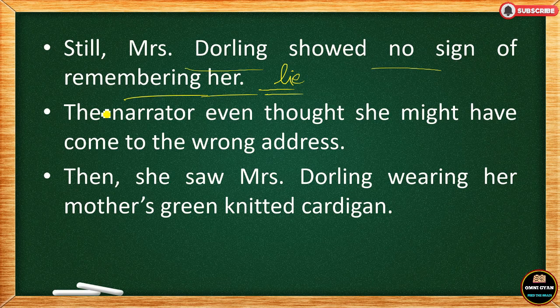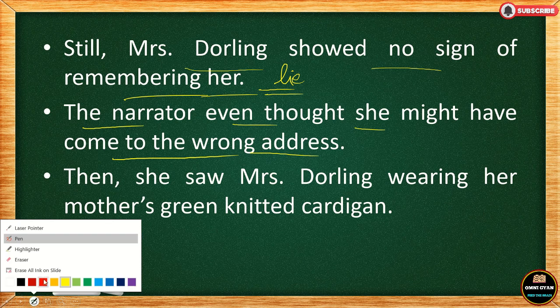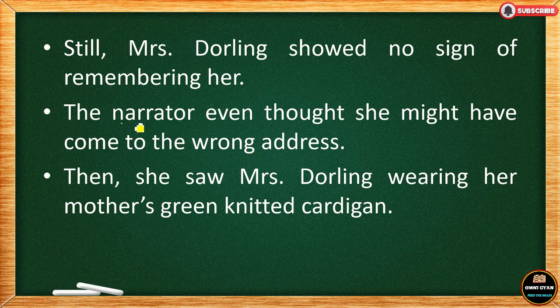Okay, now the narrator even thought she might have come to the wrong address. Now you see, naturally, the narrator, the daughter, thought that maybe I have come to the wrong address. Maybe this is not Mrs. Darling's house. Maybe I have come to the wrong place. Now you see what happens in the story.